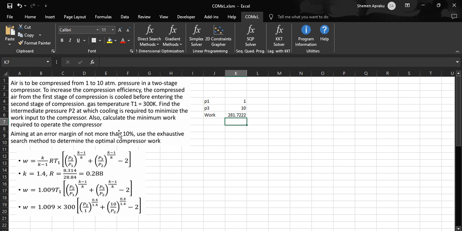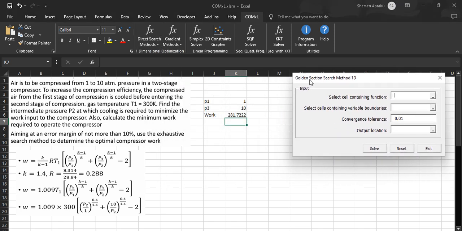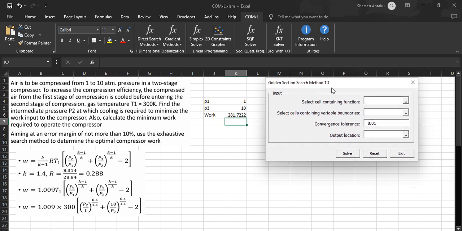So in here we have several one-dimensional optimization solvers in the COMxL. So in this problem we are asked to use the exhaustive search method. So we will first employ our golden section search method, our Fibonacci, and then dichotomous, and we come with the exhaustive search method. And we will also use the Newton-Raphson method to solve for this minimum work and the pressure at which it occurs. So if we start our golden section method, it will ask for the cell that contains the objective function.